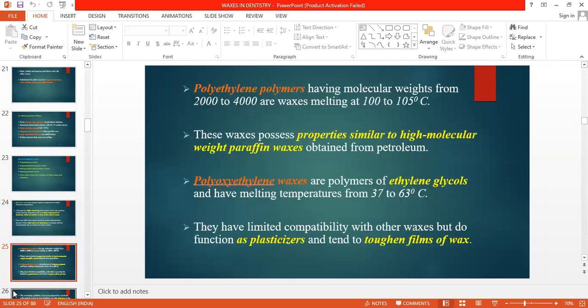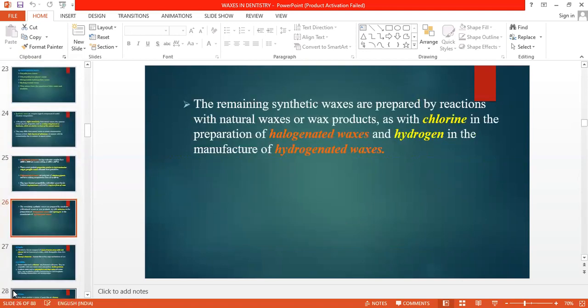Polyethylene polymers have molecular weights from 2000 to 4000 and a melting range of 100 to 105 degrees Celsius. And polyoxyethylene waxes are polymers of ethylene glycols. They have a melting temperature from 37 to 63 degrees Celsius. They have limited compatibility with other waxes but do function as plasticizers, and they tend to toughen the films of wax.